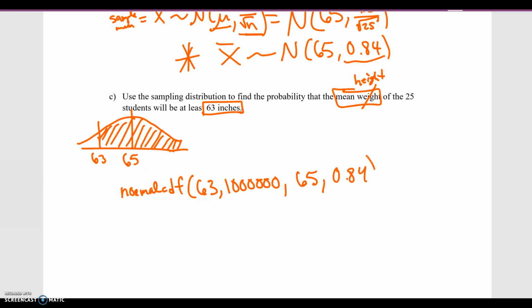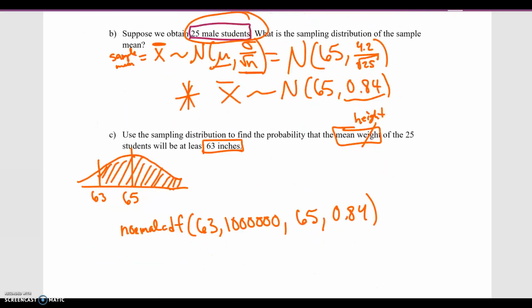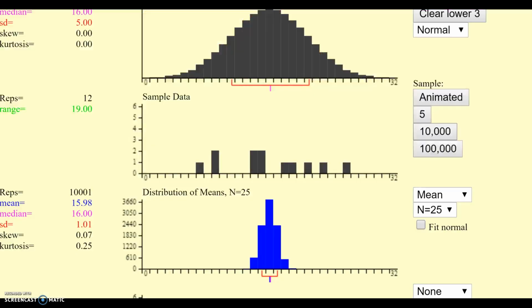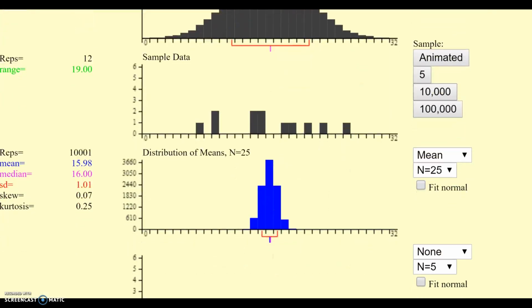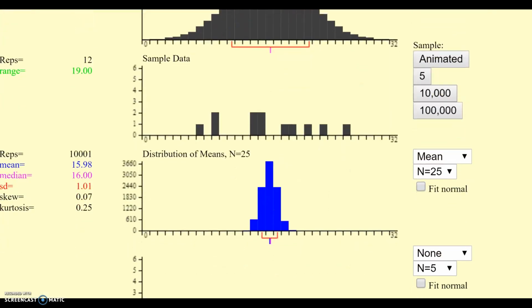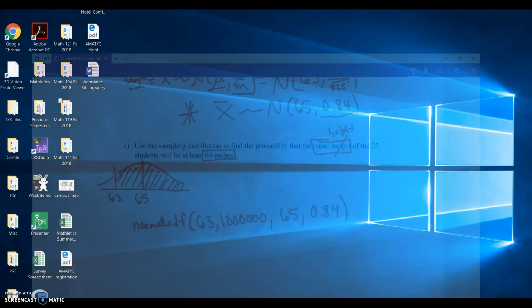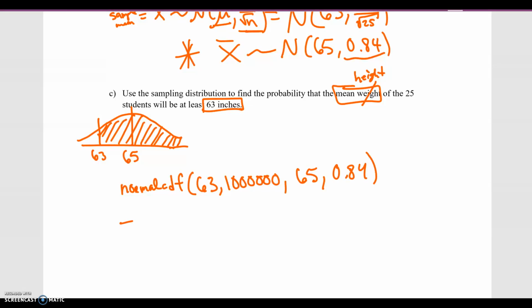This is very similar to what we had, because notice that before it was 4.2, but as we got more samples, if we look at the simulation, this thing actually shrunk. The normal distribution was really fat before, and now it's really skinny. So now we're going to go back here and do the normal CDF. Let's go ahead and do it.